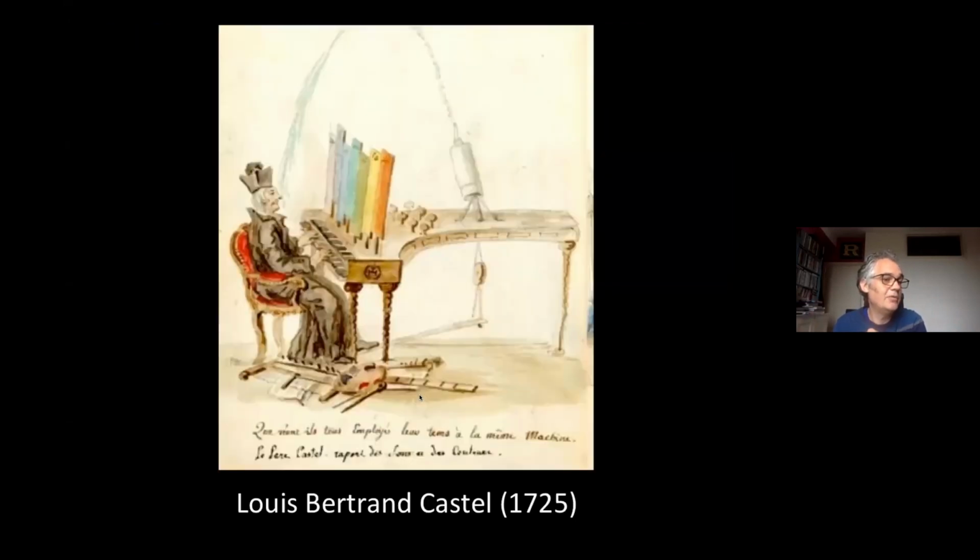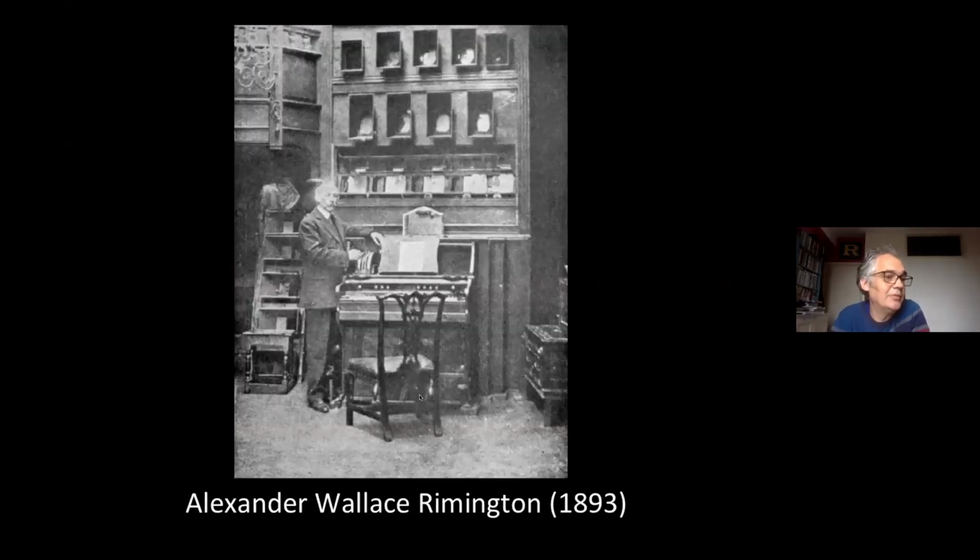The earliest known is the clavecin pour les yeux, built by Louis Bertrand Castel in 1725. No real images exist of this. This is a kind of caricature from a contemporary publication. But yeah, this was an early example. And a much later example, and better known really, is Alexander Wallace Rimington's colour organ, built in 1893. Both of these were, of course, mechanical instruments.